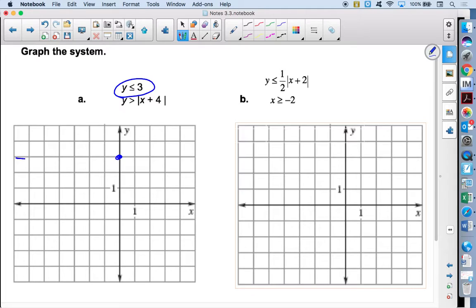Horizontal. So we have a horizontal line. It's a solid horizontal line because it says less than or equal to. So if the equal to is in the problem, then it's a solid line. Less than means below, so we're shading the entire region below the line.